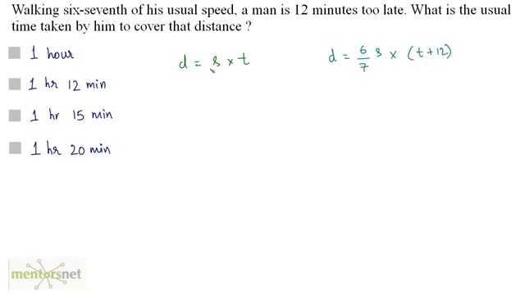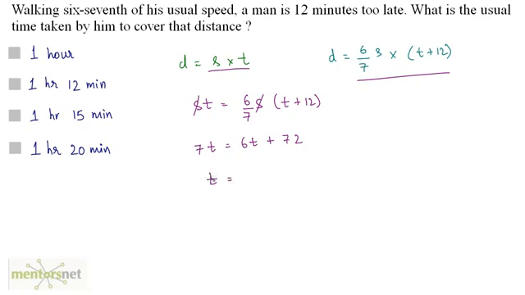Now you can just equate these two terms because the distance is the same, so you have st is equal to 6 by 7 s times t plus 12. So s and s get cancelled out. What you have is 7t is equal to 6t plus 12 times 6, which is 72. So 7t minus 6t is t, that is the regular time, which is 72 minutes.